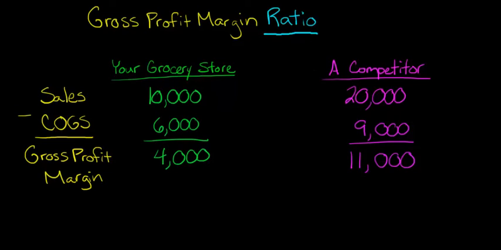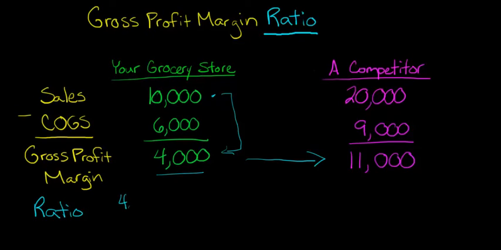So what we don't want to do is just say, okay, well, this number here happens to be larger than this number, so therefore this competitor is doing better. That's not necessarily the case. What we really want to track is, for every dollar of sales that comes through your store, how much of it eventually ends up going into the gross profit margin, and then track that same thing for the competitor and compare. And that's why we calculate the gross profit margin ratio. So let's go ahead and calculate that.